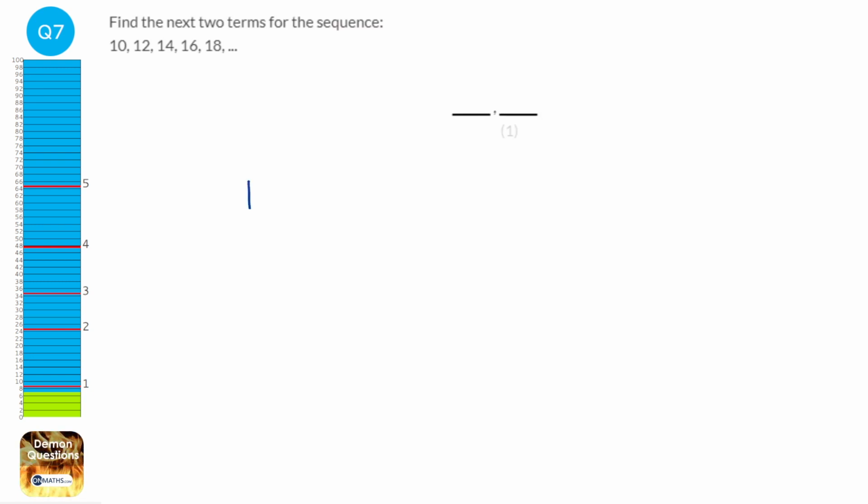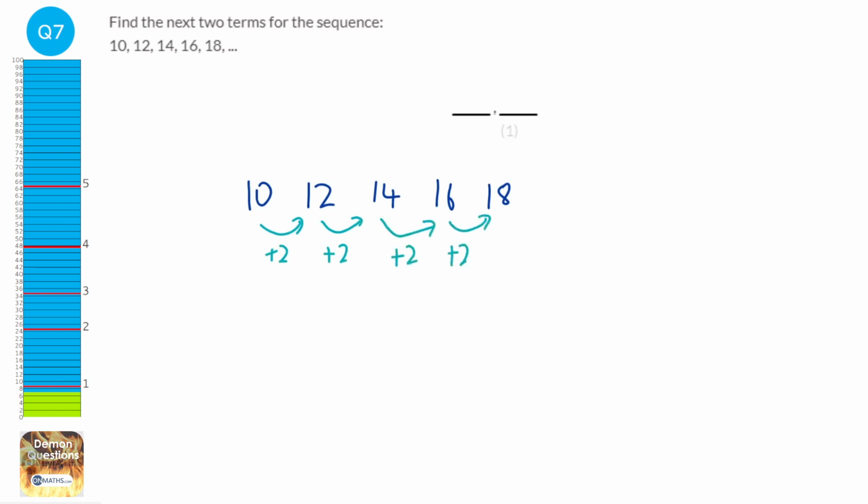So we're going to start off by writing the sequence out, and what you might notice straight away is that each of the terms is increased by 2, and so we're asked to find the next 2 terms. So we're just going to keep this pattern going, so increase it by 2, that would be 20. Increase by 2 again, and that will be 22.